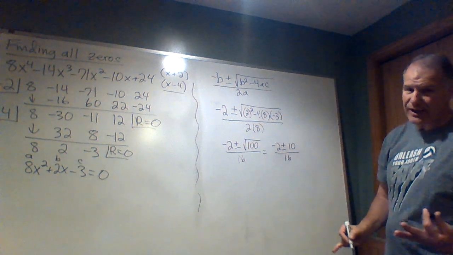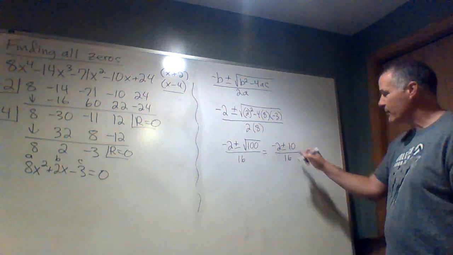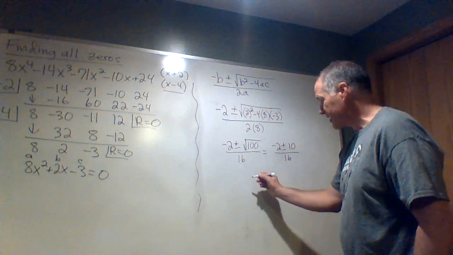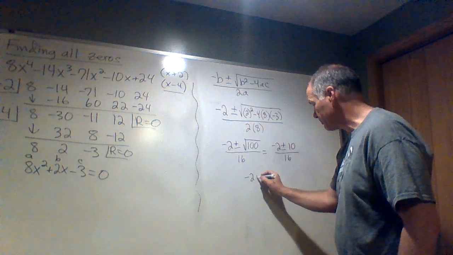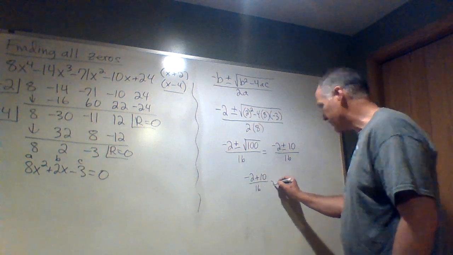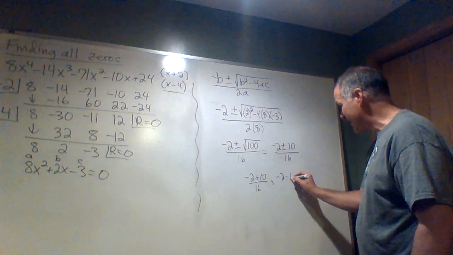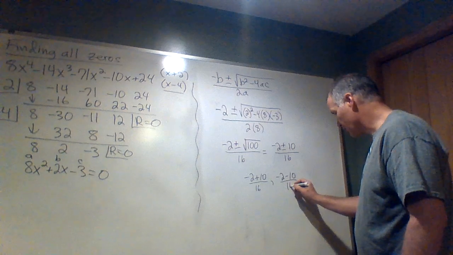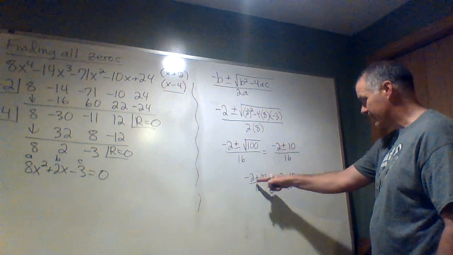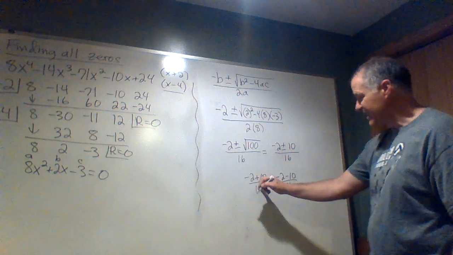Now remember, when I have the square root go away, we separate. We separate the plus and we separate the minus. So I actually have two problems now. I have negative 2 plus 10 over 16, and then we just put a little comma, and then negative 2 minus 10 over 16. So again, we separate it into 2. Now all I need to do is simplify each of these little fractions.